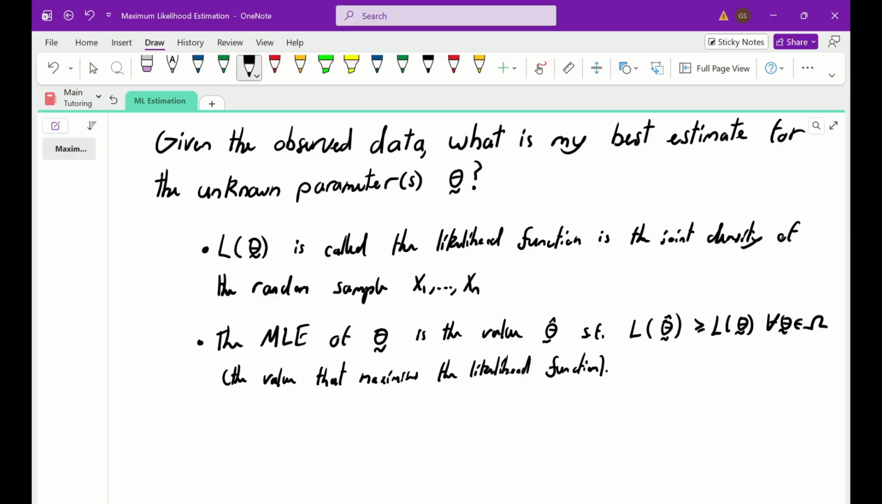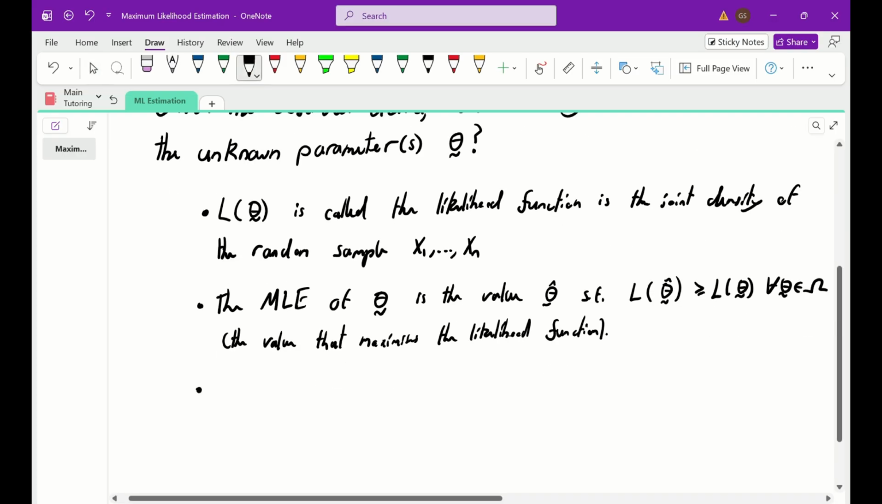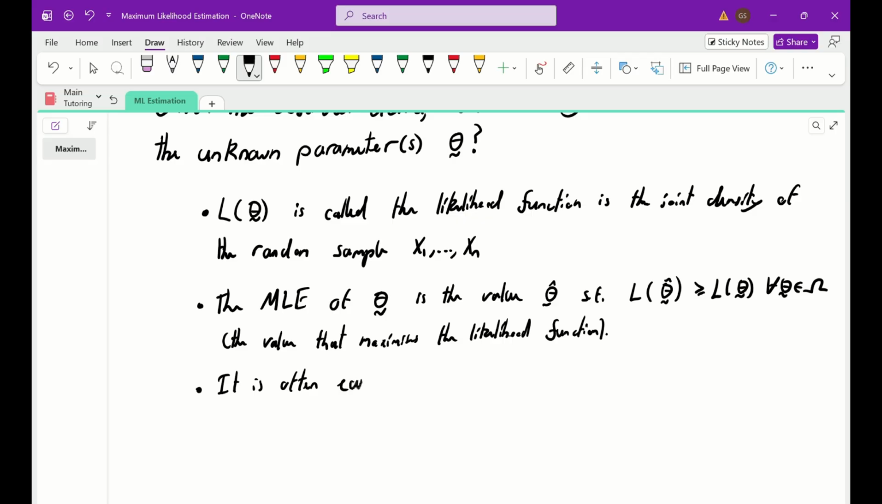However, one thing is that these likelihood functions can often be quite difficult to take the derivatives of. And so one thing that you often do is you don't work with the likelihood function directly, but you work with the log likelihood function. That's just the natural logarithm of the likelihood function. So I'll write this as a note: it is often easier to maximize the log of the likelihood instead of just the normal likelihood function.